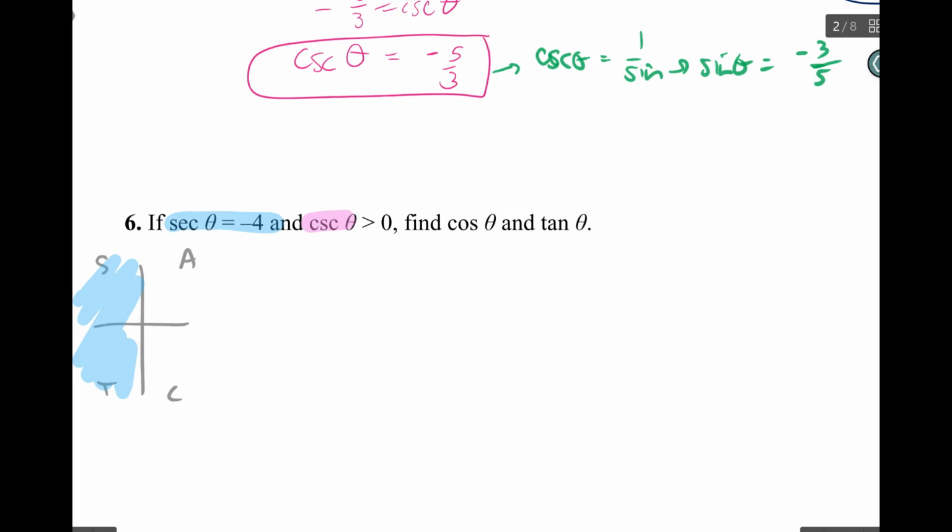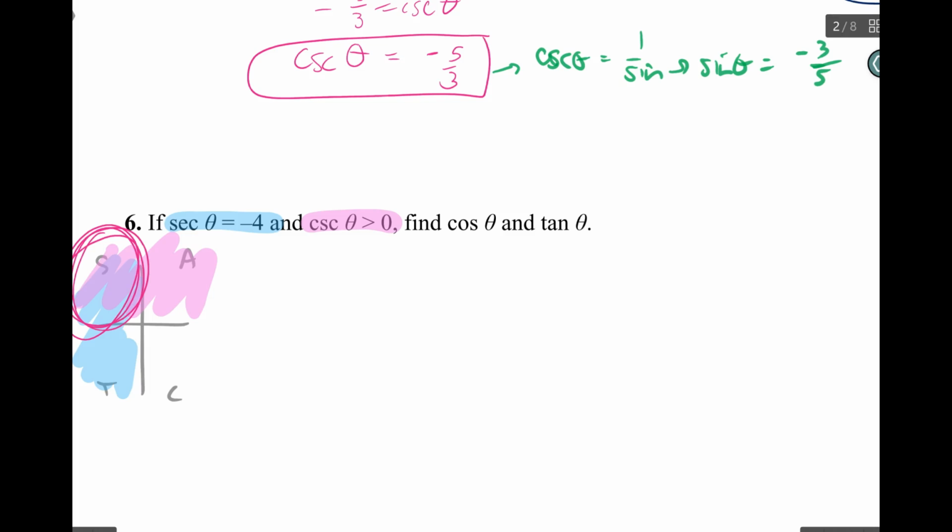Now we also have cosecant is positive. So where is cosecant positive? Well, cosecant is the reciprocal of sine. Whenever sine is positive, cosecant's positive. So where is y positive? Right there. Check it out. This is the quadrant we're going to be working in. We need to find cosine and tan.